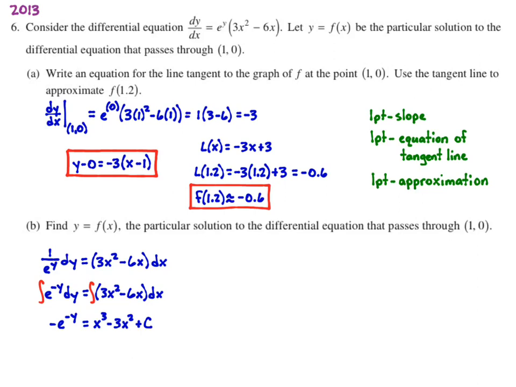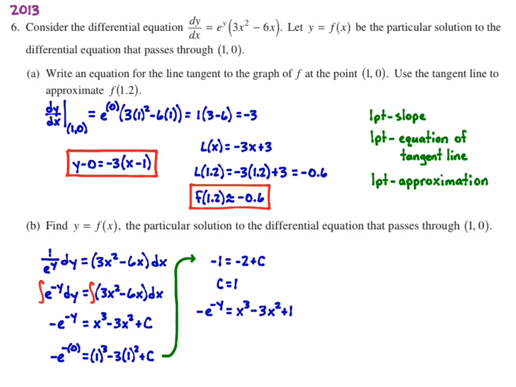So get c first. So the next thing we're going to do is plug in (1, 0) into this equation and then solve for c. So we end up with negative 1 equals negative 2c once it's all simplified, and so c equals 1. We'll plug that back into our equation that we have, and now our goal is to isolate y.